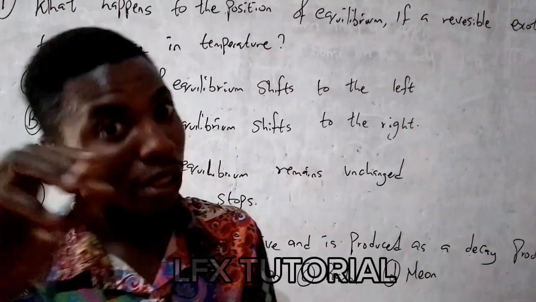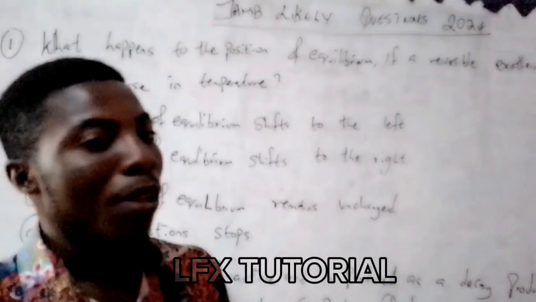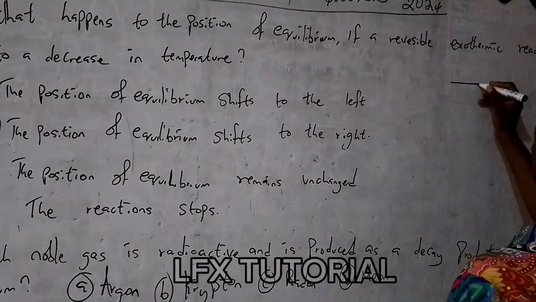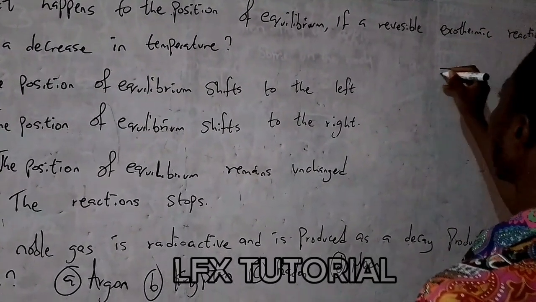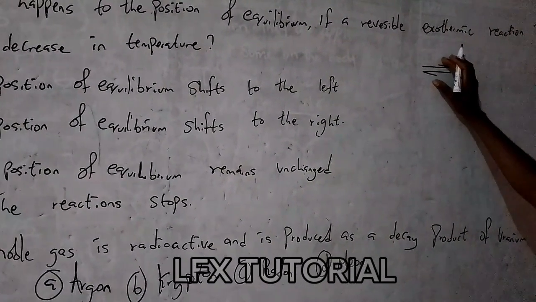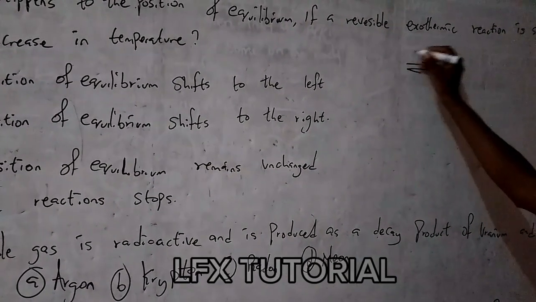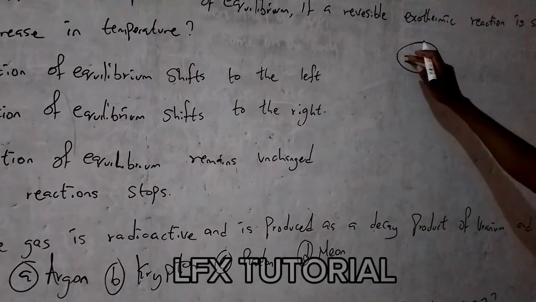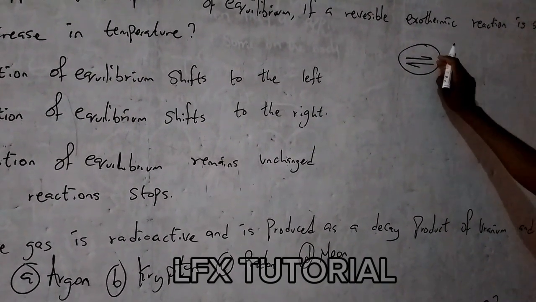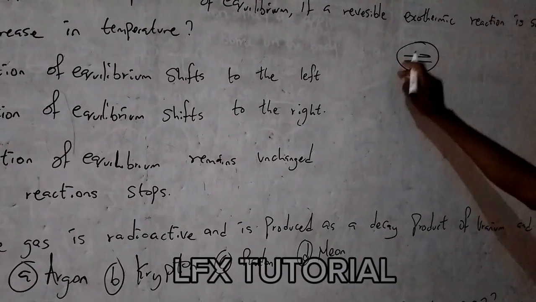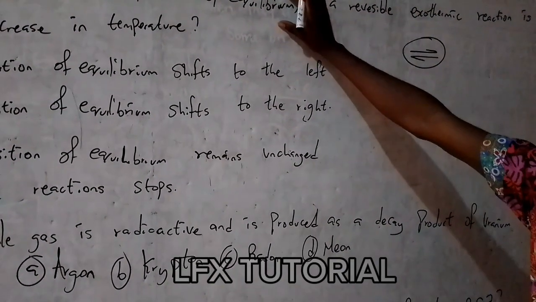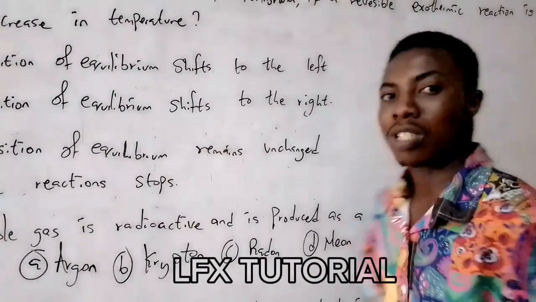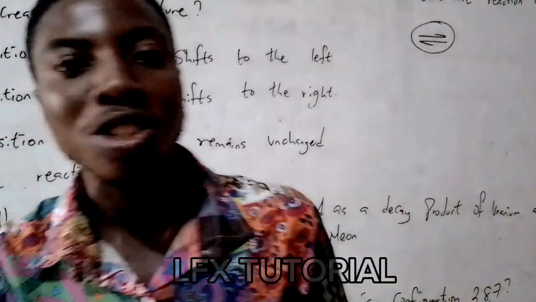Most of you already know the basics of equilibrium. You have to have it in mind that before a reaction is in equilibrium, it has to be a reversible reaction. A system or a reaction is at equilibrium when the forward reaction is equal to the backward reaction. When this is happening at the same time, that particular system is at equilibrium.